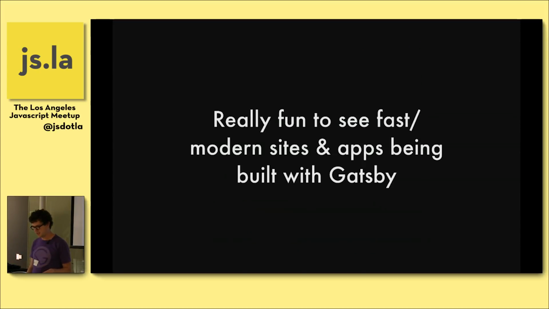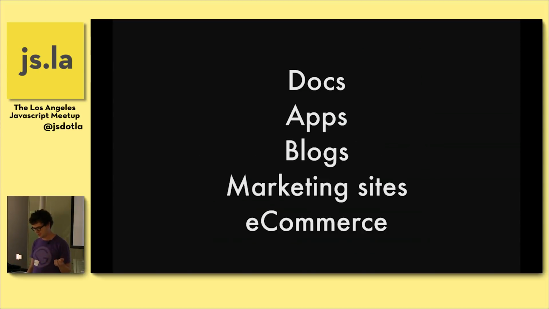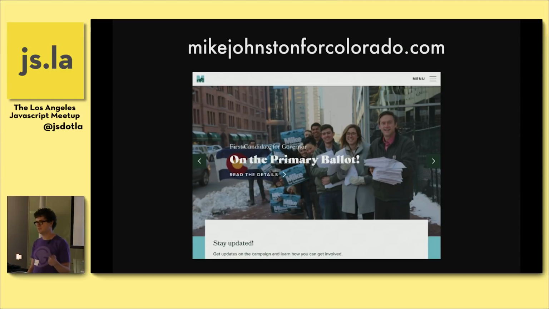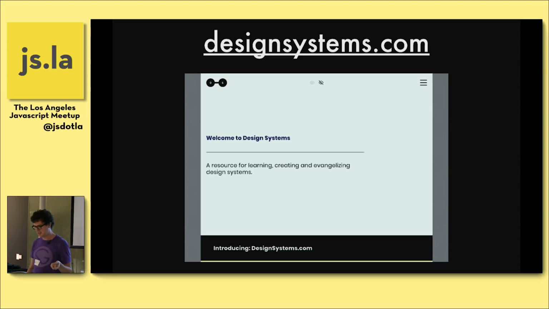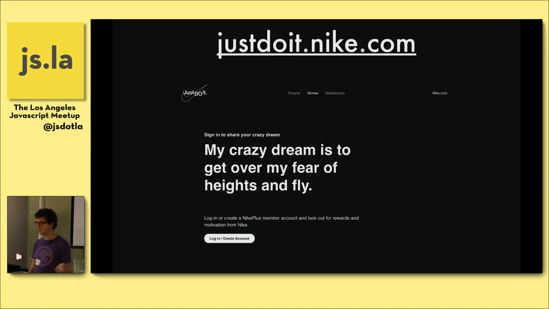It's really fun to see all the sites being built with Gatsby. People use Gatsby for docs, apps, blogs, marketing sites, e-commerce. Here are just some sites that launched in the last 6 months. Somebody running for governor in Colorado. I hope he's doing well. Designsystems.com, which is from Figma. It's a cool site. Nike launched their Just Do It campaign, relaunched it recently with Gatsby, which was very fun to see.